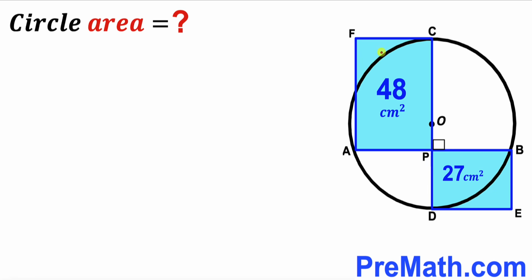BPED, and moreover the area of this larger rectangle has been given to us as 48 centimeter square, whereas the area of this smaller rectangle is 27 centimeter square. And now our task is to calculate the area of this circle.